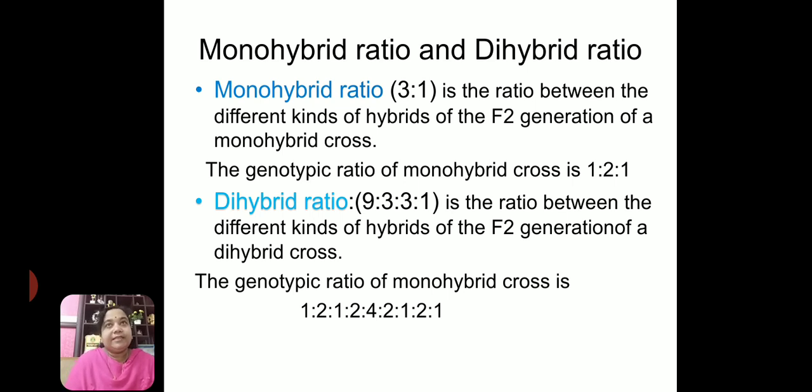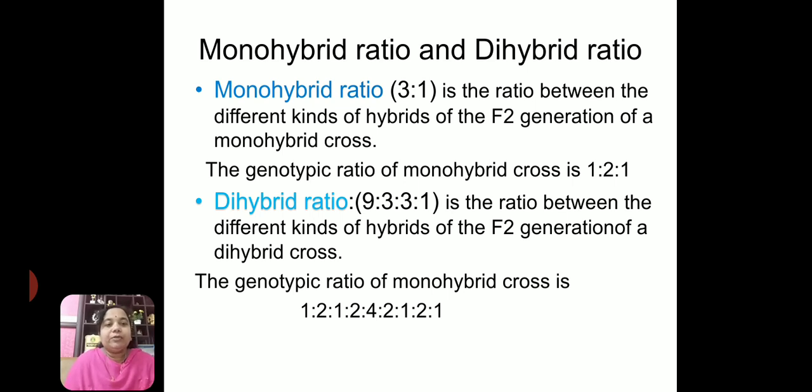No, we can't say 16 types; 16 organisms will be formed, and among the 16, 9 will have the same morphology, another 3 a different morphology, again another 3 a different morphology, and 1 another morphology. So 4 different morphologies will be observed for the dihybrid ratio. Since there are 4 different phenotypes, it is written in the ratio as 9:3:3:1.